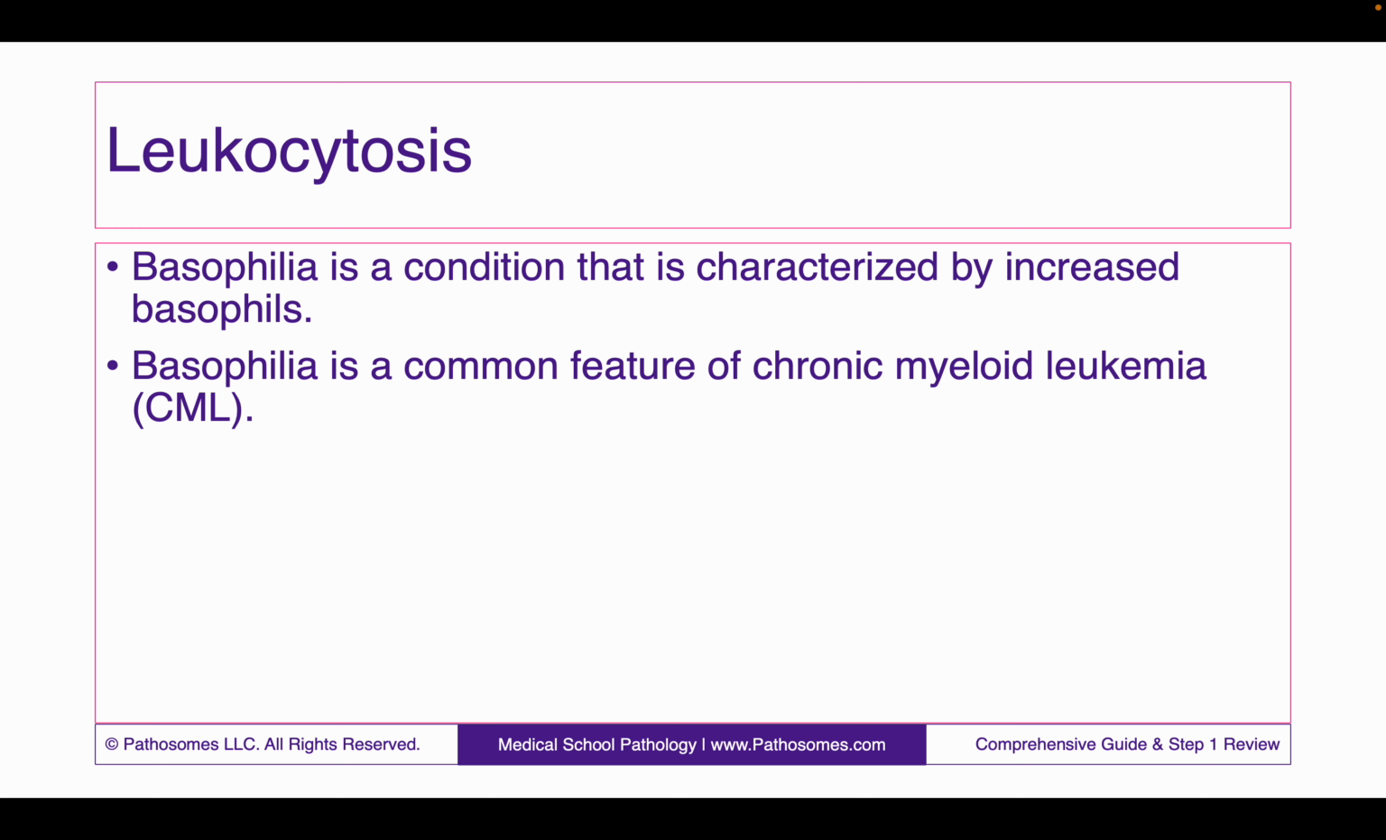What are other common features of chronic myeloid leukemia that you might see? Smudge cells. Don't worry, we'll get into that in detail when we hit the leukemias and lymphomas. But for now, remember that basophilia is a common feature of chronic myeloid leukemia. I'm going to ask you about it later.